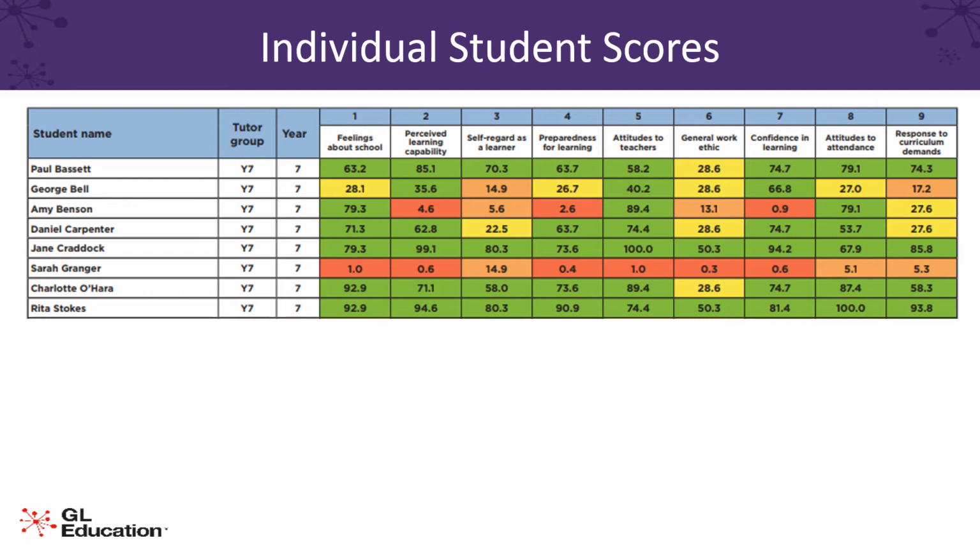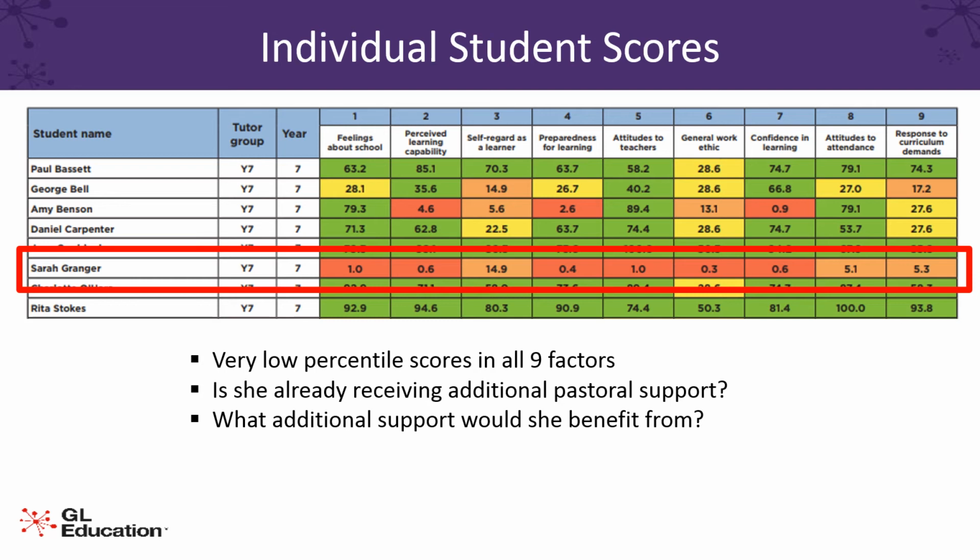We are now going to look at the individual level of analysis. This is provided as percentile scores and is usefully colour-coded so that you can spot really high and really low scores. Let's look at the scores for Sarah Granger. It's often the first colour our eyes are drawn to. Sarah's scores are all in the red. She has very low percentile scores in all 9 of the factors.